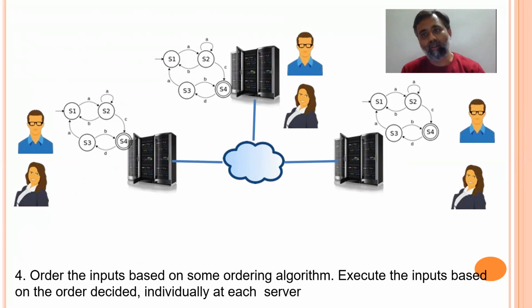So order all the requests received by all the servers and execute the inputs based on that order decided. Each server, in the same order which is decided by that ordering algorithm, will individually execute.